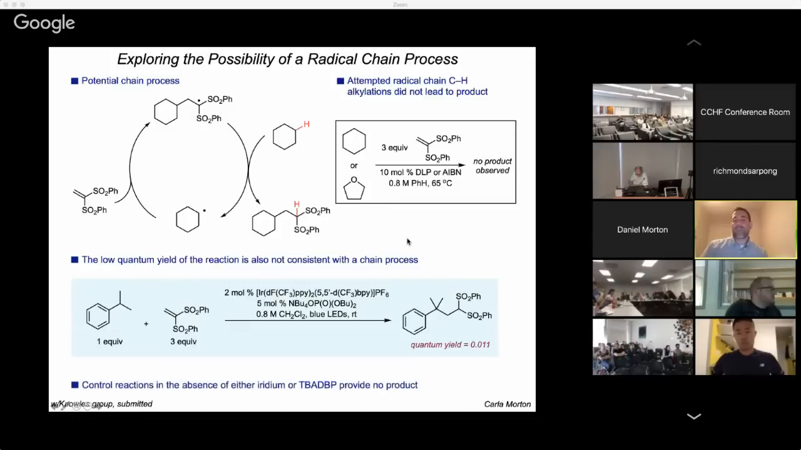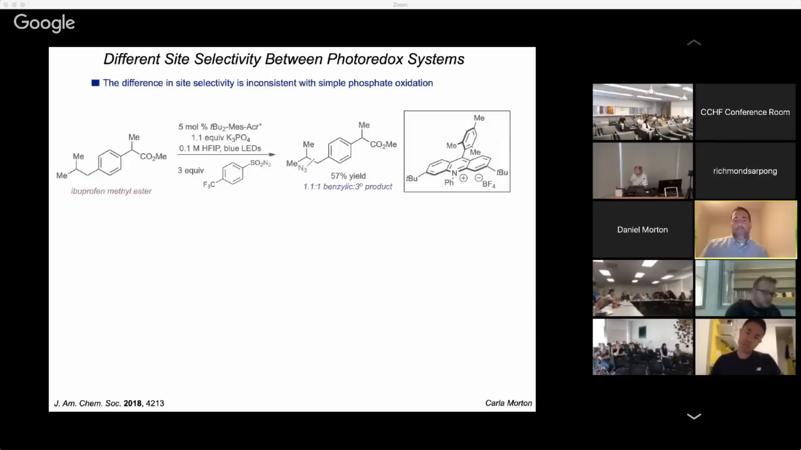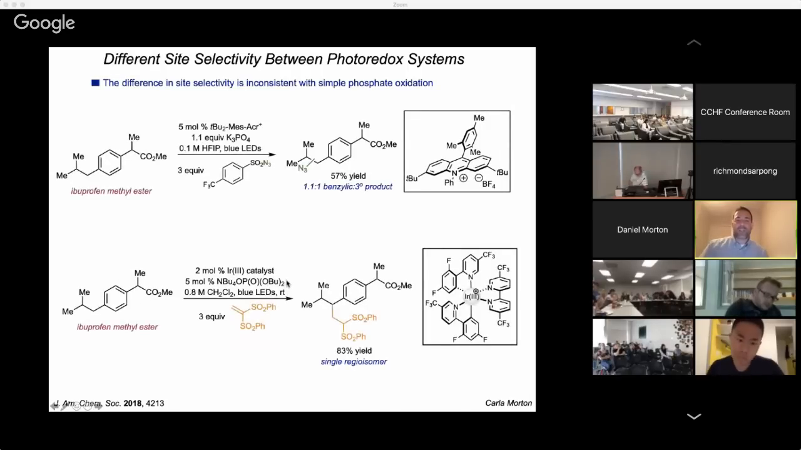You take away the iridium, you get no product. You take away the phosphate base, you also get no product. If we compare the site selectivity of this alkylation to the selectivity using the acridinium system, the work that the Nicewicz group did with us, the site selectivities are very different. With the acridinium, if this is a phosphate oxidation, you get a 1-to-1 mixture of products here, and with this iridium phosphate system, you only see a single product. It's just not consistent with phosphate oxidation playing a major role in this iridium chemistry.